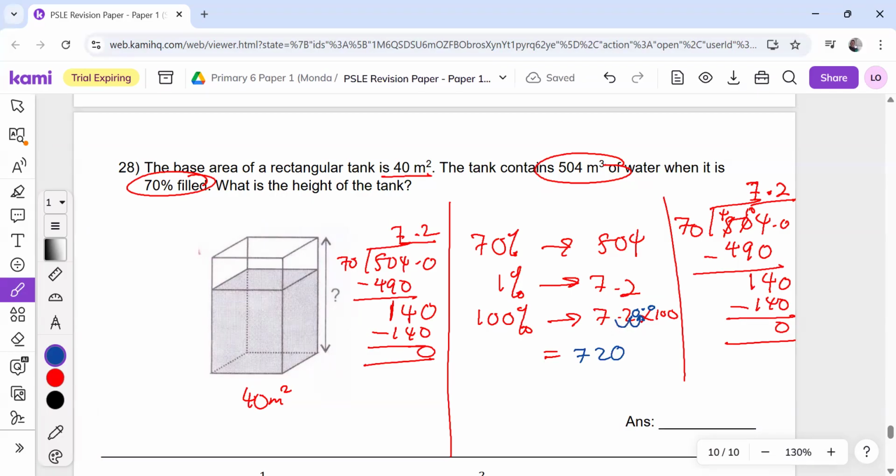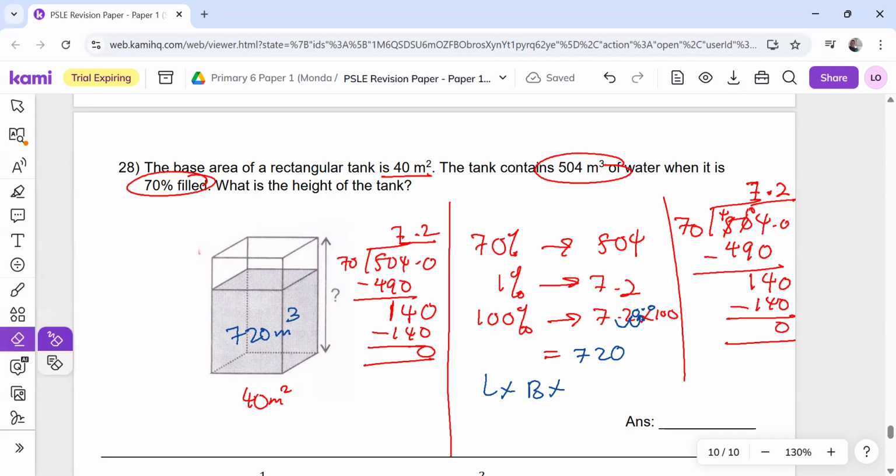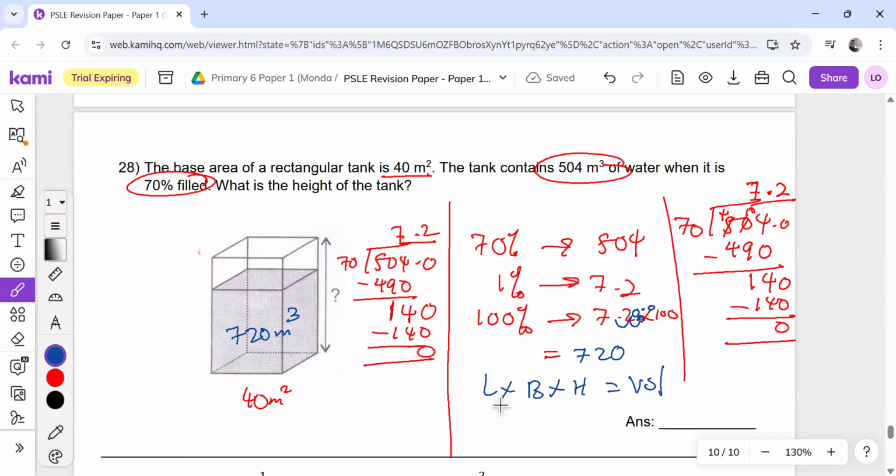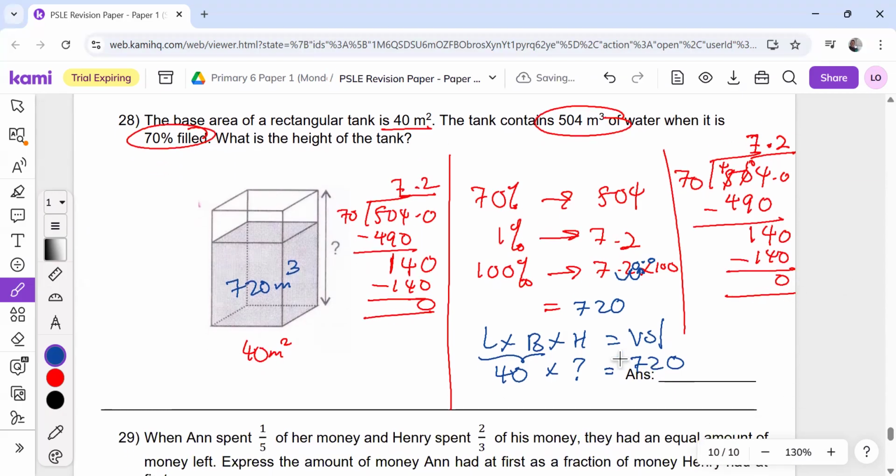Okay, if the volume of the whole tank is 720 meter cube, can we find the height? And then you get stuck, because you don't know how to find the height. But write your formula. Length times breadth times height equals volume. And what is your length times breadth? Isn't that your area? And what's the area? 40. And what's the height? Don't know. What's the volume? 720. And then can you divide?